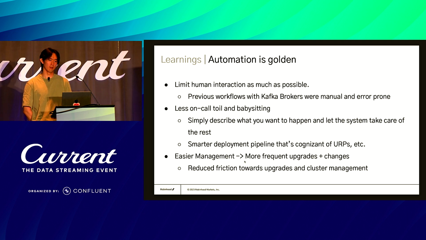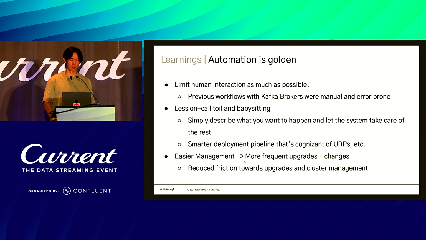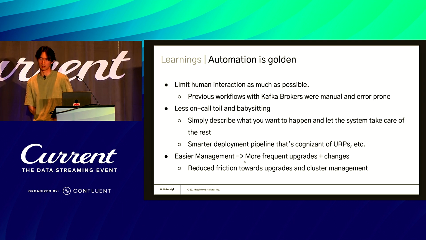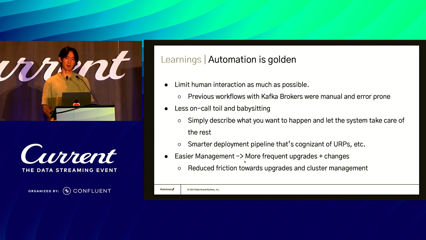Not only in the migration process, where we ended up automating a lot of things, but overall, moving to Kubernetes and making things declarative means everything can be powered by GitOps as well as safe deploys, where a change goes through proper peer reviews. Now you also have an operator that babysits your changes for you, looking at URPs and so forth, so that you don't end up causing reliability issues. What that results in is less on-call toil and babysitting.